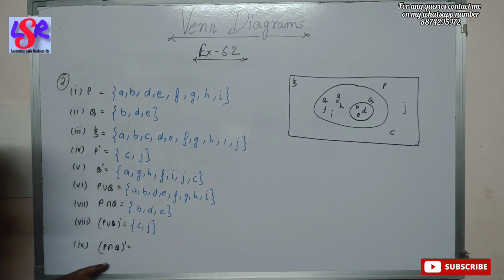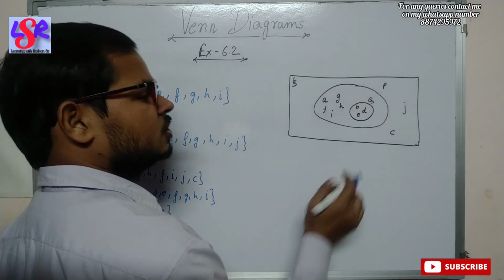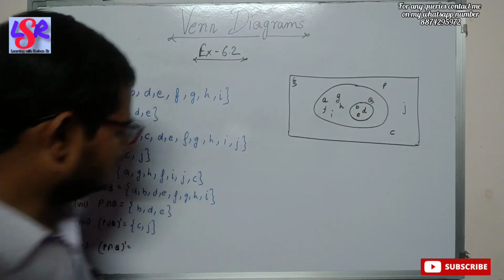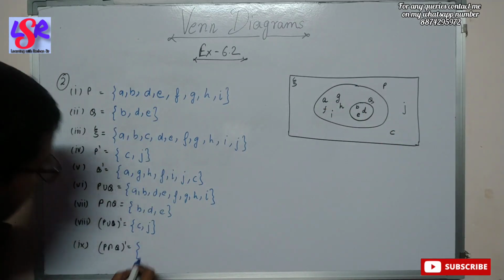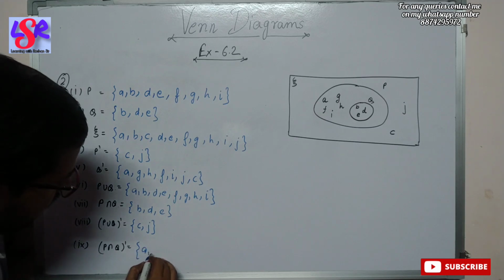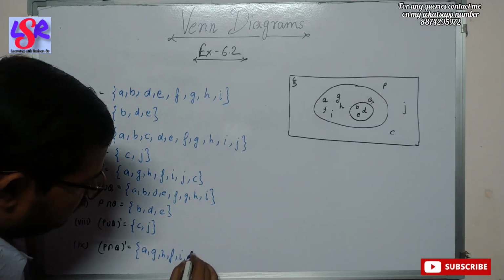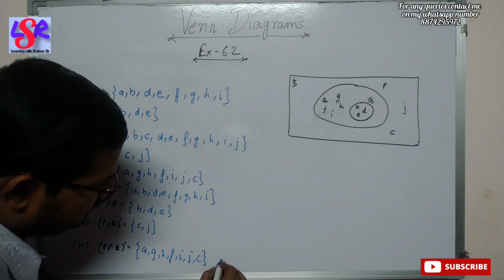And in the case of P intersection Q complement, we are going to take the complement of only Q terms, that is B, D and E. तो इनके अलावा जो भी है वो सब इसमें आ जाएगा. So we have A, G, H, F, I, J, C as answer.